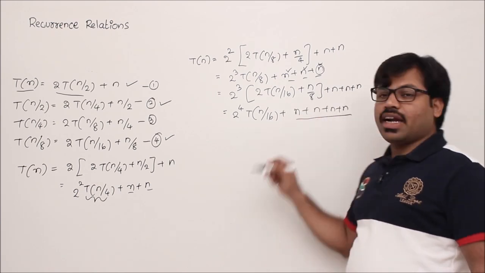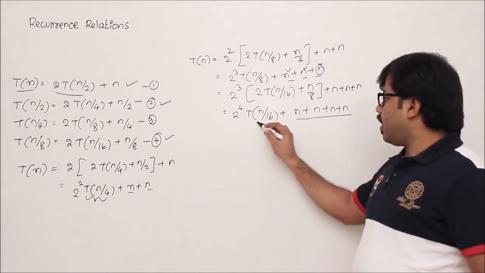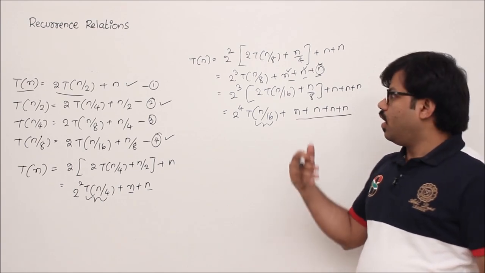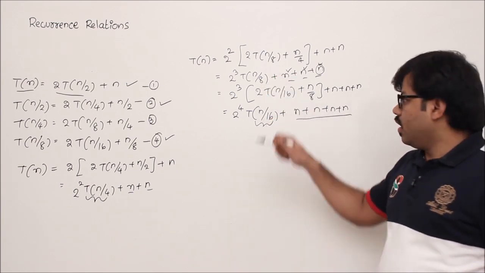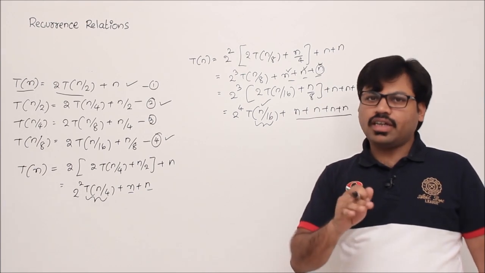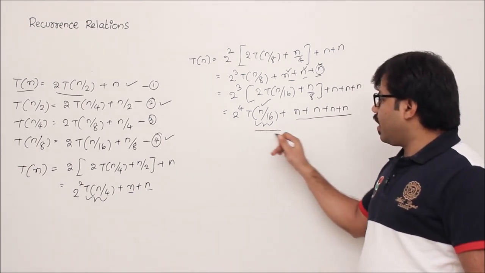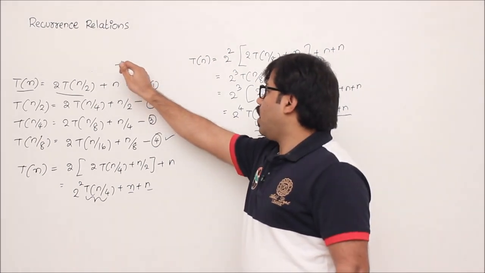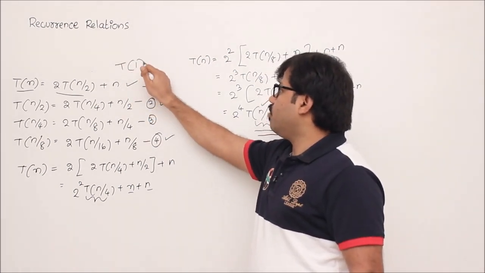Every time one n is added to the result, correct? And this recurrence term is reduced. Initially we had T of n, after that T of n by 2, n by 4, n by 8. In that way, slowly this term is going to be reduced, correct? Now we'll try to make it such a way that it is the smallest. And one more thing, whenever you have a recurrence relation, the base term will be given like this.